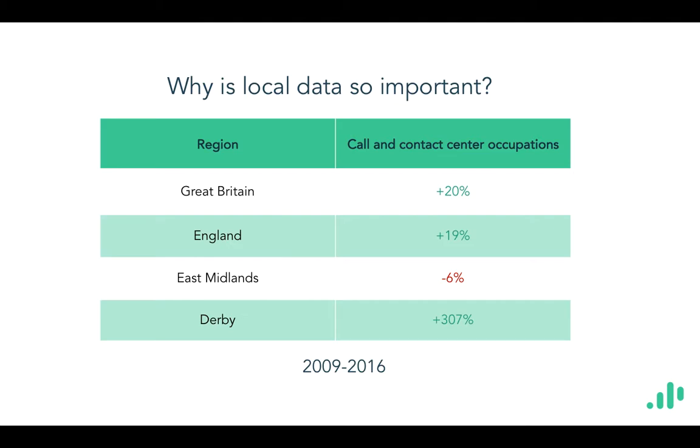The reason we feel it's really important to go down to a local authority level is to be able to really understand what's happening at a local level. If we use this example of call and contact centre occupations between 2009 and 2016, if we looked at Great Britain, we've got a 20% increase between this time frame. Whereas if we go down to the East Midlands, you can see there's actually been a 6% decrease. But if you go down to a local authority level and look at Derby, you can actually see there's been a 307% increase. So it's obviously really important to understand not only what's happening at a government office region or a county level, but right down to that local authority level as well.